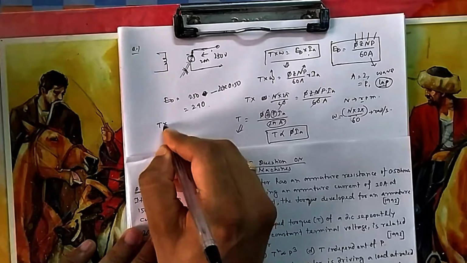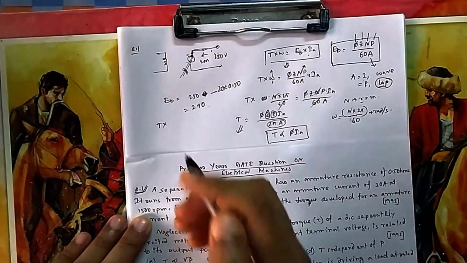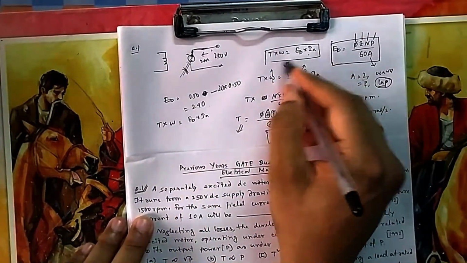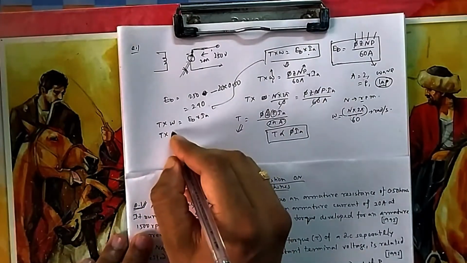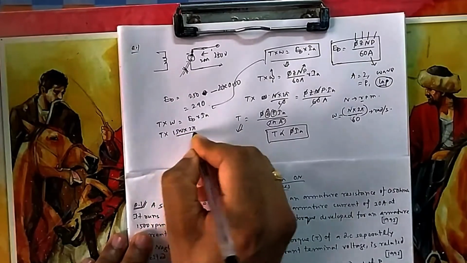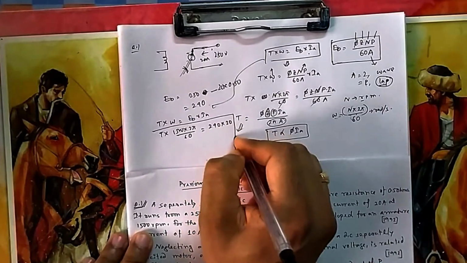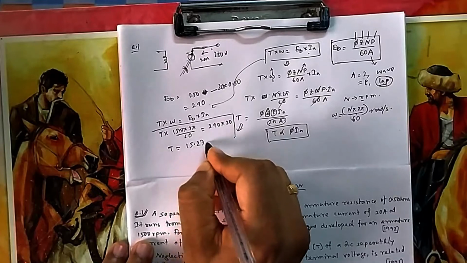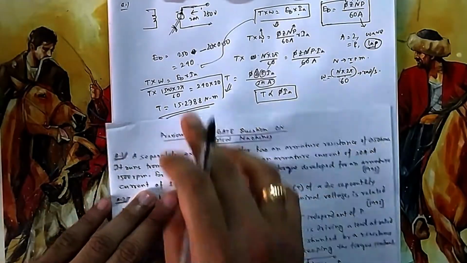Because they have given omega, what was the speed at that time? It was running at 1500 rpm. So you can calculate this one. If I apply this formula, torque into omega, that is 1500 rpm, you change it to radian per second because omega is in radian per second. EB is 240, Ia they have given 20. If you calculate from here, you will get the torque at that time as 15.2788 Newton meter.